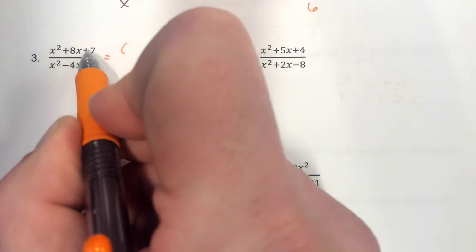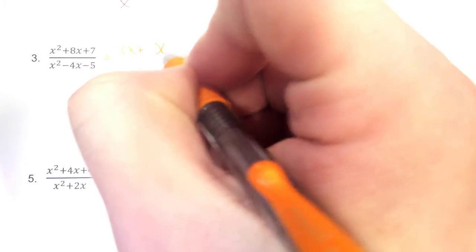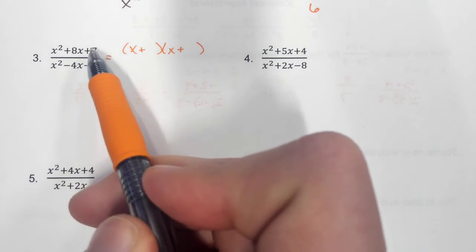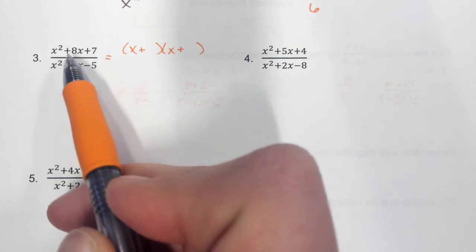If my third sign is positive, I adopt the sign of my second for both, so I'm going to have x plus and x plus. And I just have to think, what are the ways that I can multiply to 7 that also add to make 8? There's only one option. 1 times 7 adds to 8. 1 plus 7 is 8.